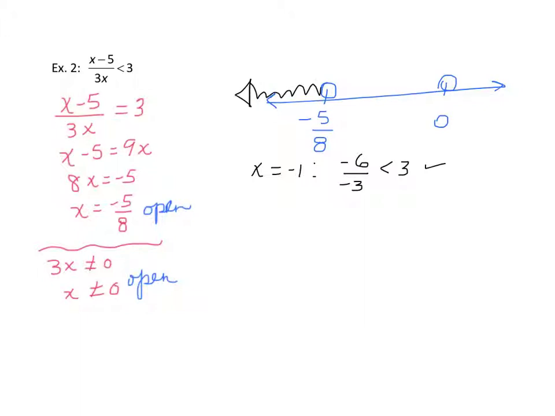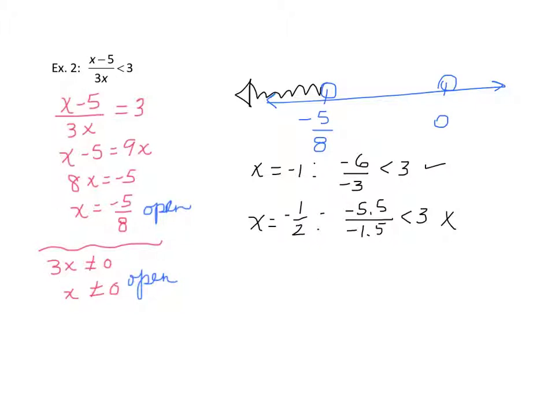So I will have shading to the left of negative 5/8. In between negative 5/8 and 0 are all negative numbers that are greater than negative 5/8. So I will choose negative 0.5 or negative 1/2. Which will lead me to a statement that says negative 5.5 divided by negative 1.5 is less than 3. And 5.5 divided by 1.5 is actually 3 2/3, which is greater than 3. So I have no solutions in the middle interval.